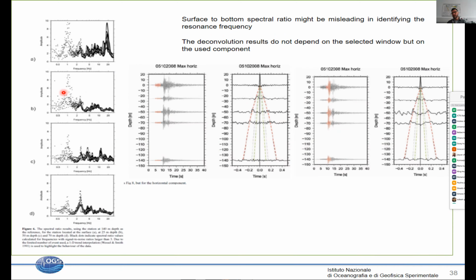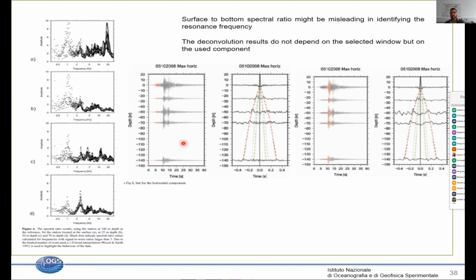It's only indicating that you have, at that frequency, negative interference within the borehole. So this is putting a big alert on the usage of this spectral ratio. We can use it if we first remove from the borehole recording the effect of the downgoing wave. And this we can do.